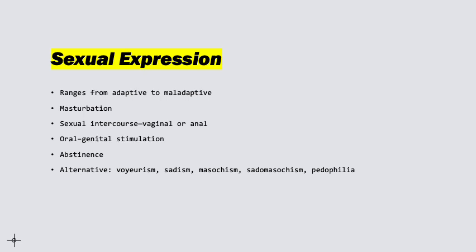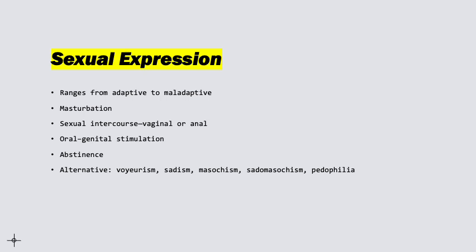Some alternative forms of sexual expression include voyeurism, which is the achievement of sexual arousal by looking at the body of someone other than one's sexual partner. Although voyeurism itself is not inherently wrong, some voyeurs develop complex means to spy on others that involve violations of privacy that are illegal. Sadism, masochism, and sadomasochism all involve some type of abuse or humiliation to gain sexual pleasure. These types of sexual expression can be considered adaptive if they meet all the criteria that we talked about earlier in this slide.